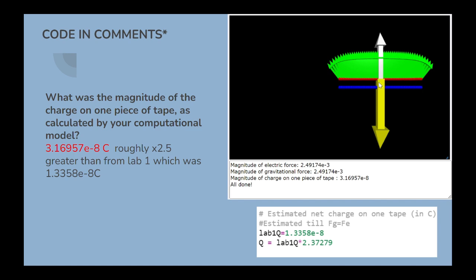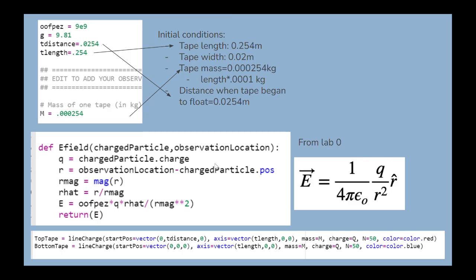So this yellow line is the gravitational force, and this top line is the electrical force. These little ones are the E fields from all these point charges right here. So we have the initial conditions written out here. Then we made our function from Lab 0 for the E field, which we use this equation right here. And then this shows us how we sectioned out our top tape and bottom tape.